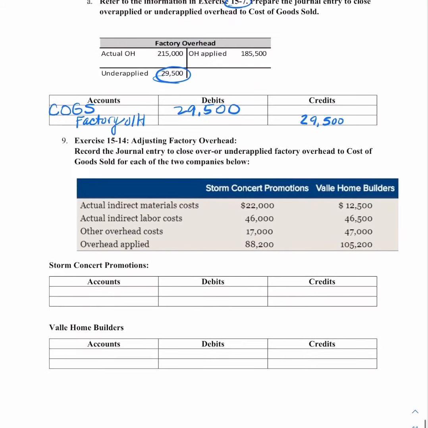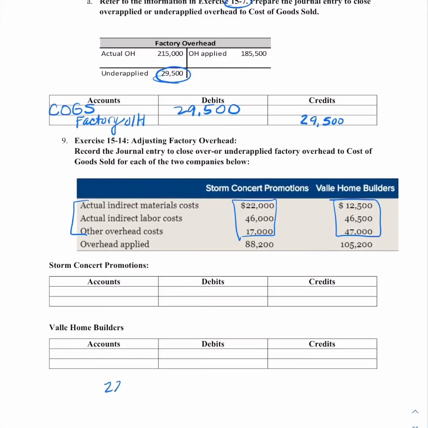Now, for this next question, we're going to do the same kind of thing again, but we're going to do it in both directions. So one of these will be overapplied, one of them will be underapplied. We'll have to figure out which is which. So for Storm Concert, our actual overhead is going to be the sum of these three items. And for Val, our actual overhead is the sum of those three items. So let's start with Storm Concert.